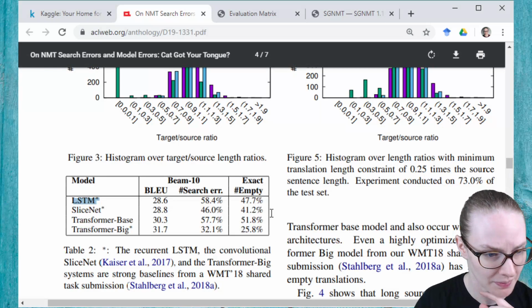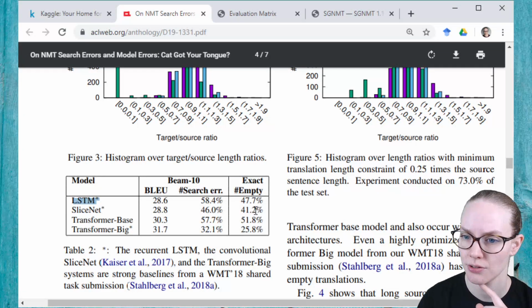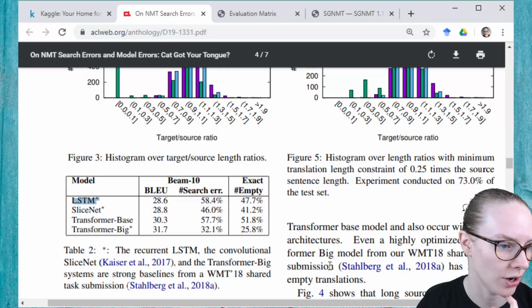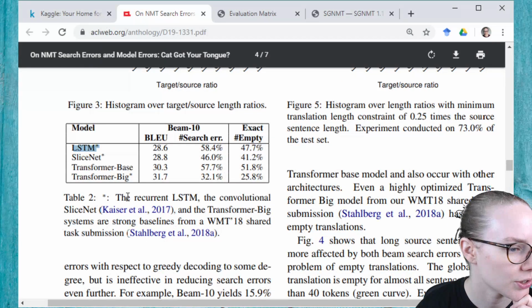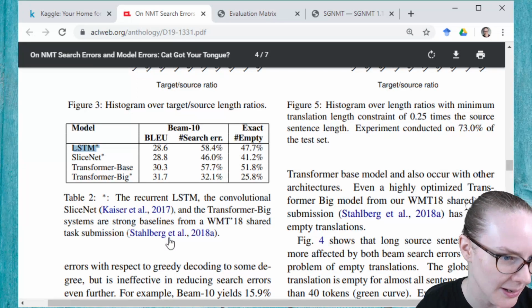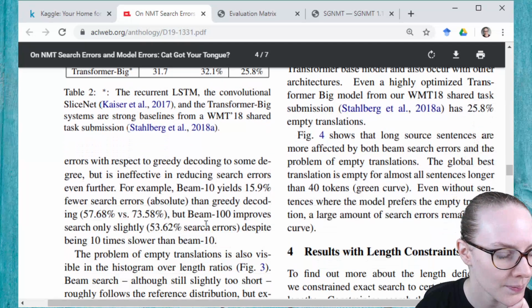But again, with these models almost half of the translations returned are empty. And here, over a quarter of the translations returned are nothing. So the recurrent LSTM, convolutional SliceNet, Kaiser et al. 2017, and transformer big systems are strong baselines from a WMT18 shared task submission.